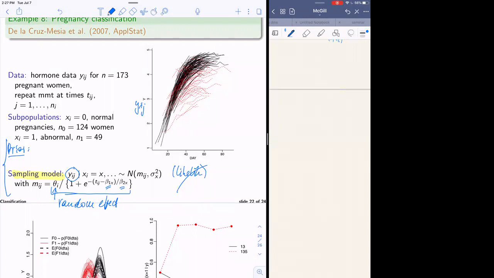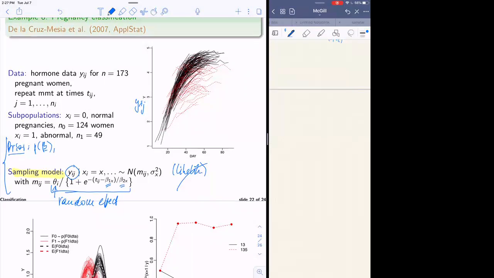The prior, well, I need a prior on the fixed effects. I think it was just normal priors, yeah. Those are easy, nothing special. And I need a prior on the random effects distribution. Sorry, I should have still added here, there is the random effect. We assume that theta i given xi equal x comes from f sub x. And then we have a prior on f null and f1. And that is where we use the ANOVA DDP. So we use an ANOVA DDP on the random effects distribution.